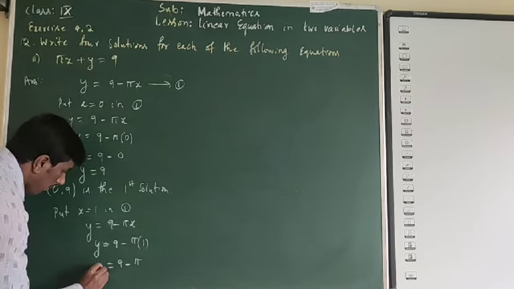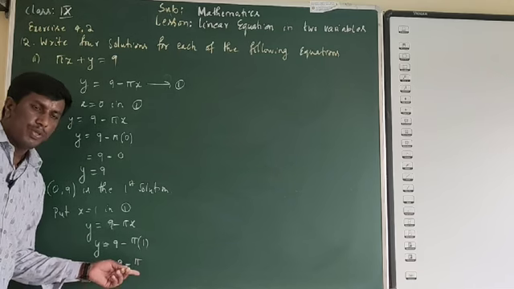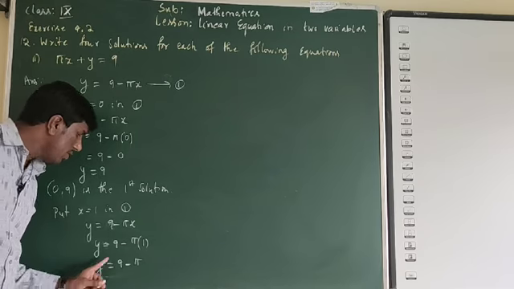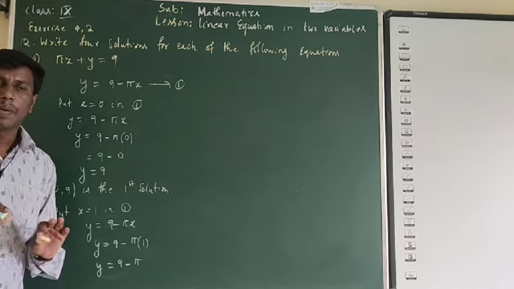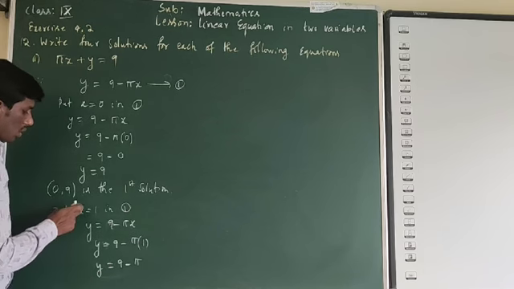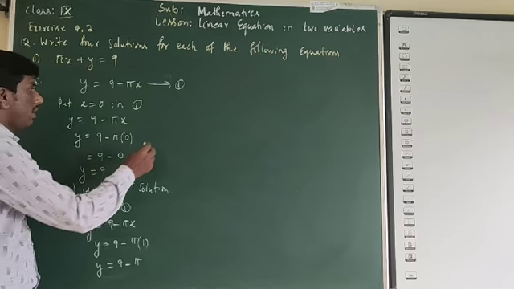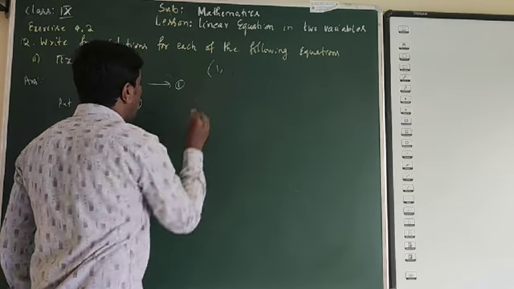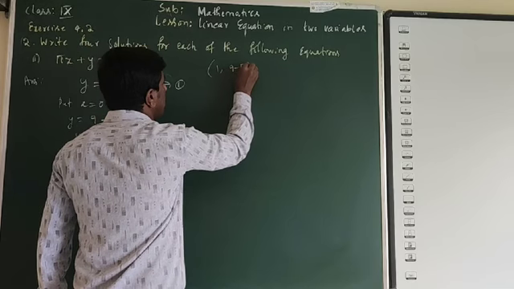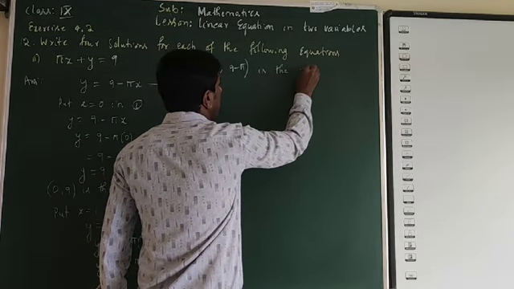So 9 minus 5. They didn't give the pi value, so even if you substitute the pi value, there is no need to simplify that, right? As it is, y is equal to 9 minus 5. So if you give x is equal to 1, you are getting y is equal to 9 minus 5. So 1 comma 9 minus 5 is the second solution. How to write that? 1 comma y value, 9 minus 5, is the second solution.